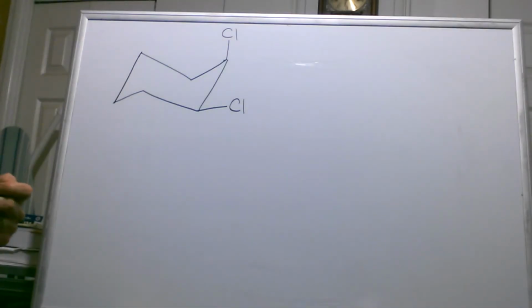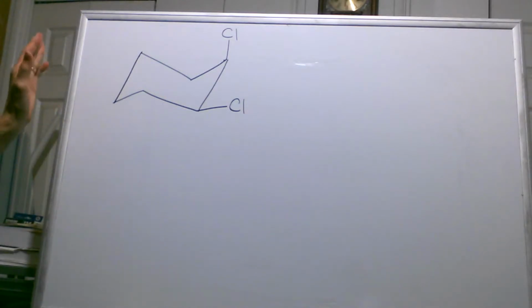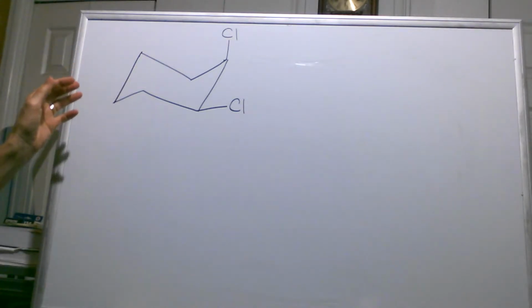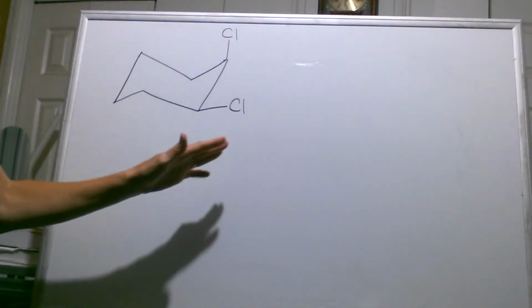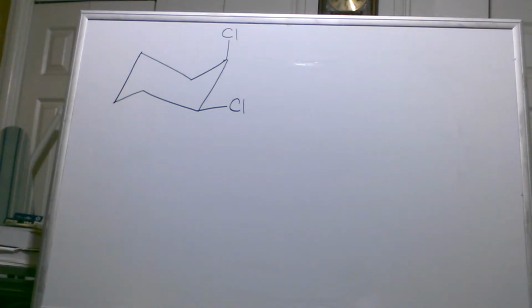For the second set of examples, we're going in the opposite direction. So we're starting with a chair conformation. It might be this version, it might be the ring flip, but we're starting with a given chair conformation. We're going to draw the ring flip, and then we're going to draw the perspective drawing.